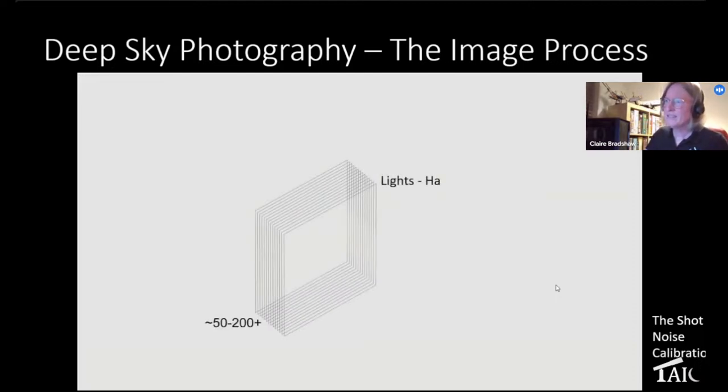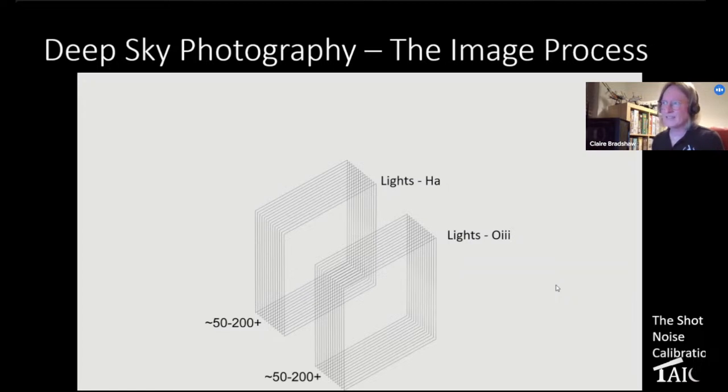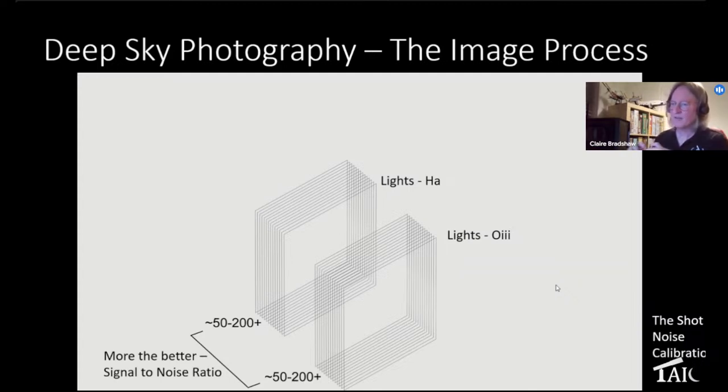First of all, we take somewhere between, say, 50 to 200 lights of hydrogen alpha and oxygen 3. With more photographs we get a better signal to noise ratio, so that the software, when it comes to stacking these images, can see the things that are the same throughout the picture, the nebula itself or the stars, while the noise in the background changes from picture to picture and can be eliminated. The more pictures we have, the more data the software has to work on to eliminate that noise, because you can see it changes radically from picture to picture compared to the nebula or the galaxy itself.